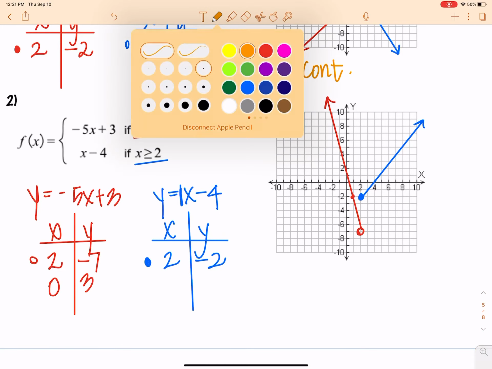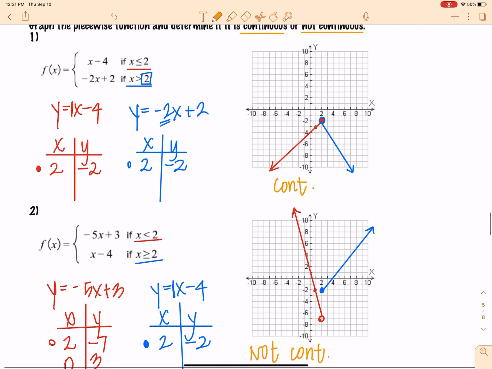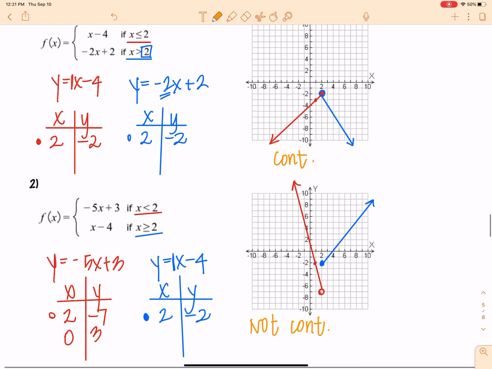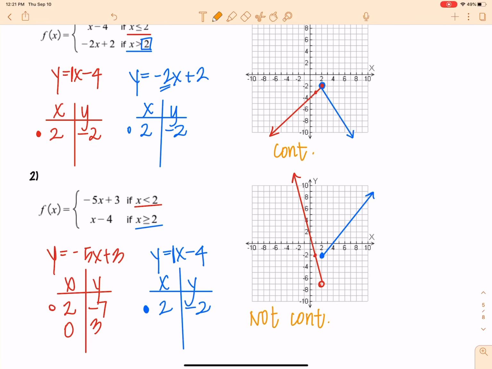Is this continuous or not continuous? As you can see, it jumps here. So they don't connect, so it's not continuous. So that's the difference between a continuous and not continuous one. As you can see, for number 1 they touched, and number 2 they didn't. So that's the only difference. So it's a pretty easy question at the end, but they always ask it.